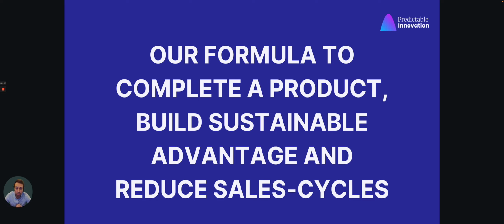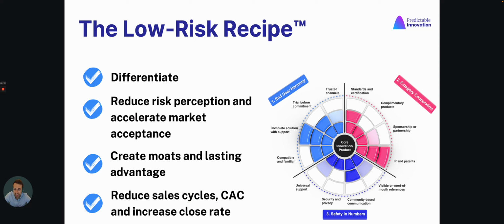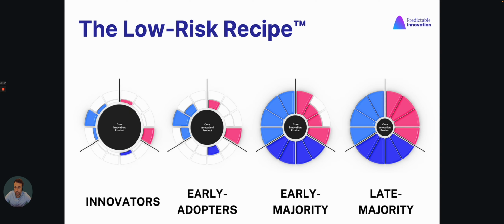So what's our formula to complete a product, build sustainable advantage, and reduce sales cycles? As you might guess, it is the low-risk recipe. It helps build differentiation and reduce risk perception with these 12 intangible attributes that we'll see now. It accelerates what we call product market acceptance. So the customer will have a more compelling reason to buy from you, and your product will be more easily accepted by these prospective customers. You will create moats and lasting advantage, and of course you reduce sales cycles, customer acquisition costs, and increase the close rate.